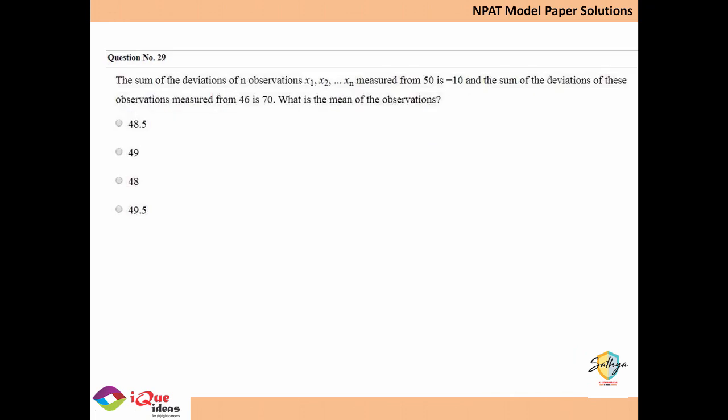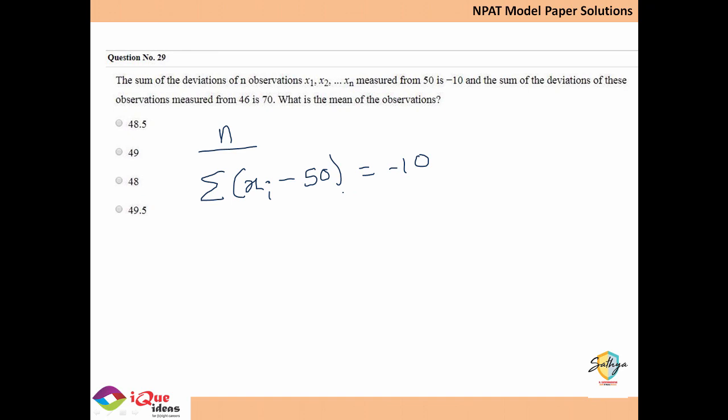Okay, now this is a typical problem of statistics. If you are not comfortable with statistics, then you can skip this question, but let's understand the simple funda. Here it is given that the sum of deviations of n observations measured from 50 is minus 10. So the number of observations let's take as n, right? So for every value x of i, the deviation is measured from 50, and the sum is equal to minus 10, right?